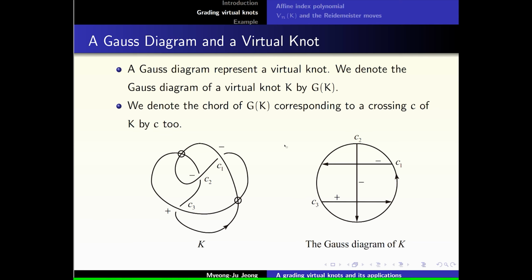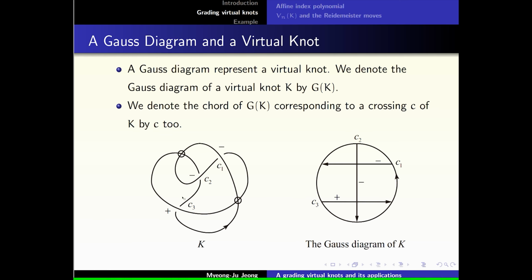To define the degree of crossing, we will use a Gauss diagram. So now let's see what a Gauss diagram is. A virtual knot can be represented as a Gauss diagram and vice versa. If we have a virtual knot like this one, then we can see there are 3 classical crossings and 2 virtual crossings. If we take a starting point here, and walk along the knot, then we meet crossings C1, C2, and C3, and so on.